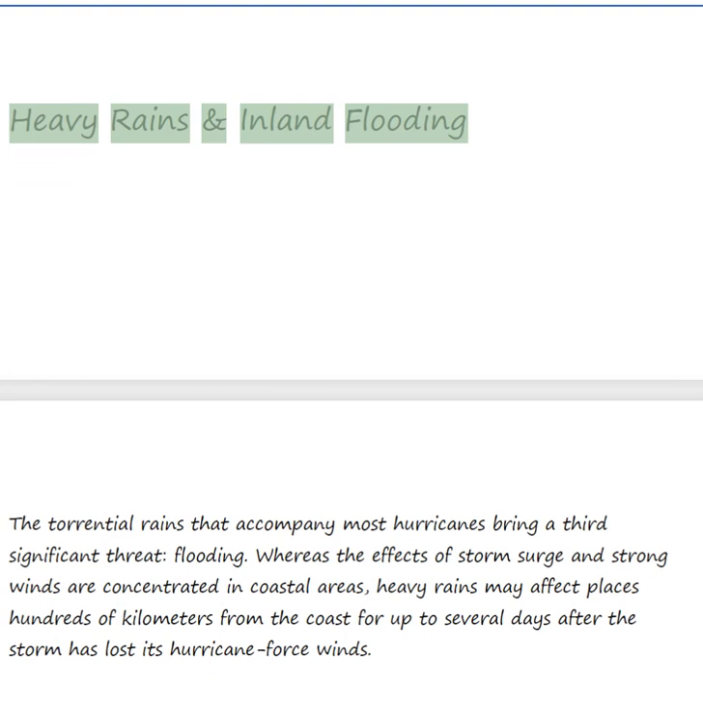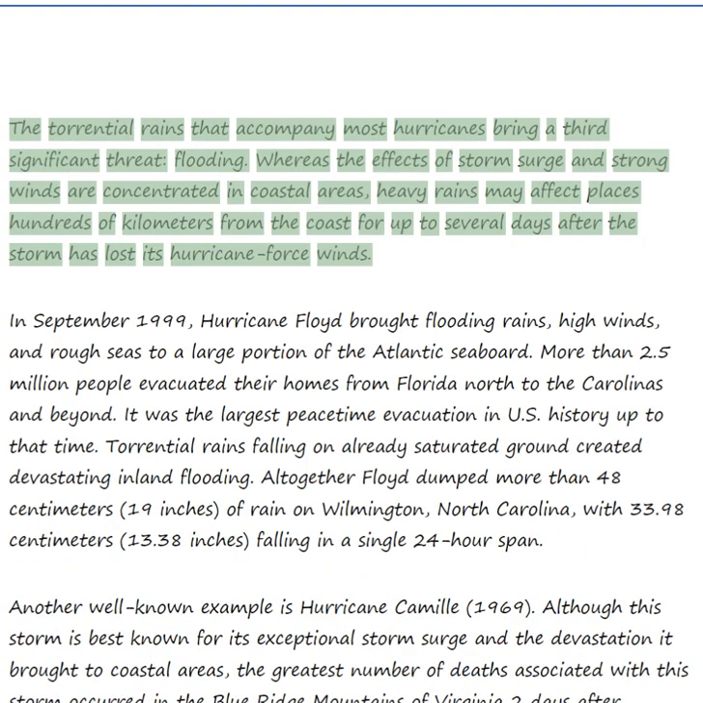Heavy rains and inland flooding. The torrential rains that accompany most hurricanes bring a third significant threat: flooding. Whereas the effects of storm surge and strong winds are concentrated in coastal areas, heavy rains may affect places hundreds of kilometers from the coast for up to several days after the storm has lost its hurricane-force winds.